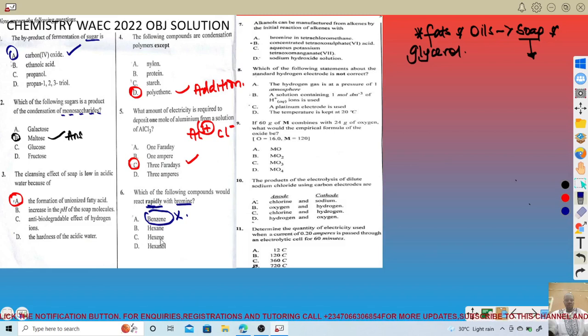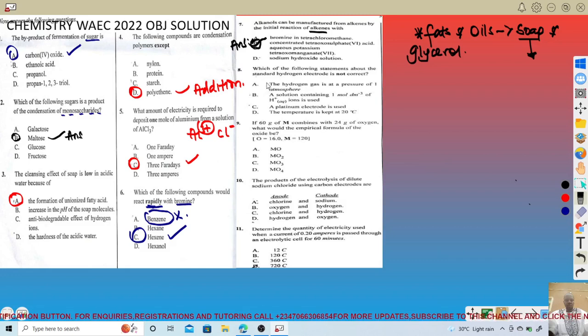Hexane will react. You know, hexane is unsaturated because there are what? Spaces for what? For the bromine to get attached to it, and you call that type of reaction an addition reaction. So be careful about that. And that is the correct answer. The next one, please let me increase my page. Alkanols can be manufactured from alkanes by initial reaction of alkanes with H2SO4. Direct answer. I don't think most of my students should miss this. And for those that are learning, that is the direct method we use to prepare alkanols. There are other methods. You can dehydrate and so on and so forth.